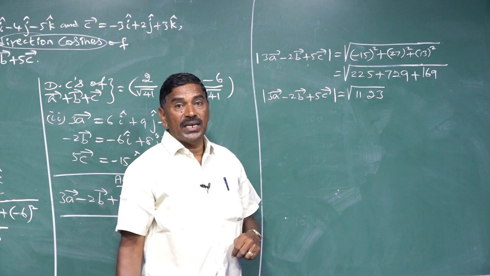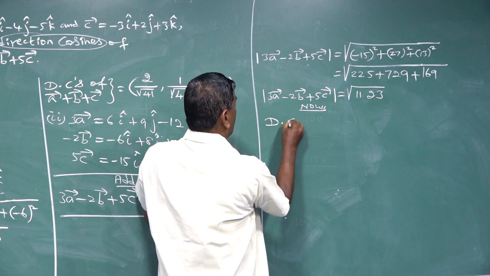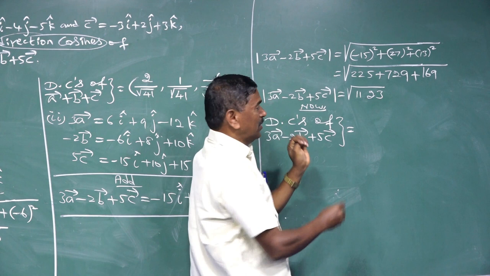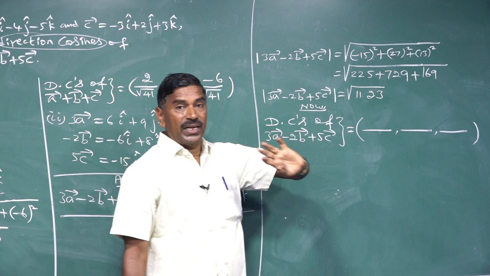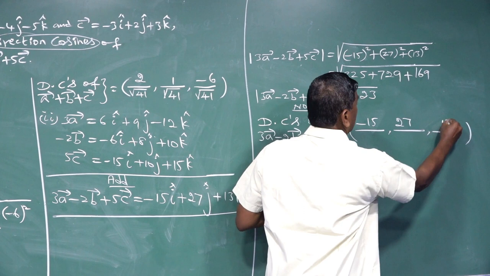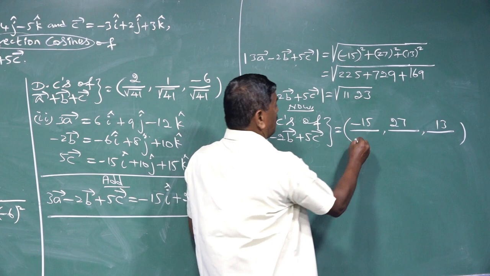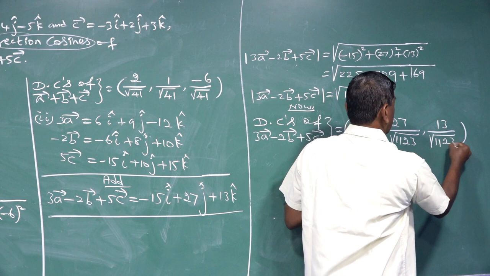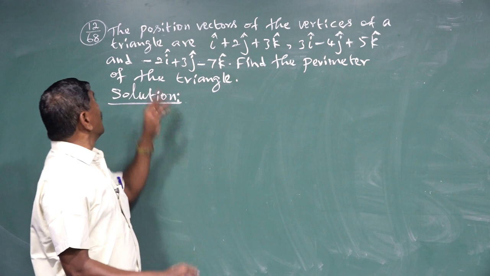Now I want to find the direction cosines of 3a vector minus 2b vector plus 5c vector. What is the numerator? The i, j, k coefficients: minus 15, 27, 13. What is the denominator? The modulus value, that is the magnitude value. So divided by square root of 1123, each. So that is the required answer.